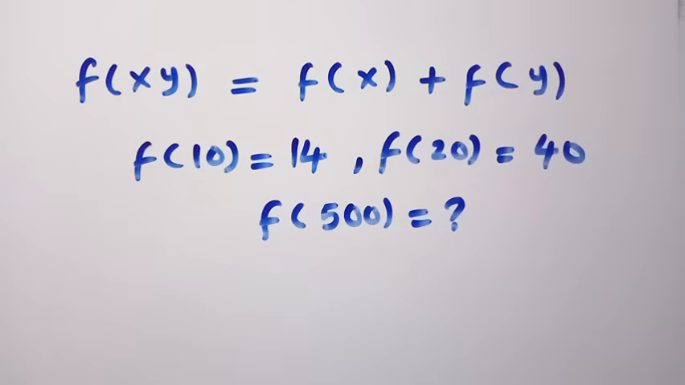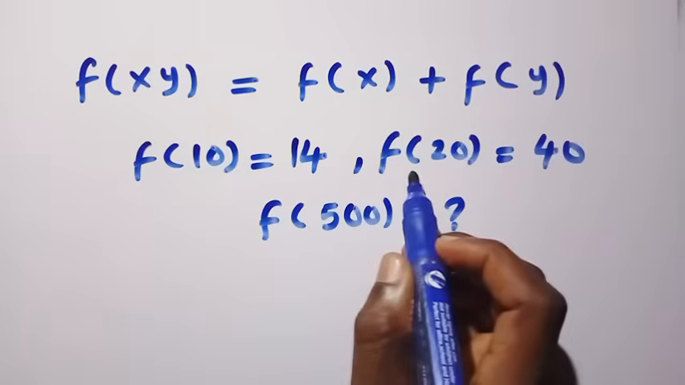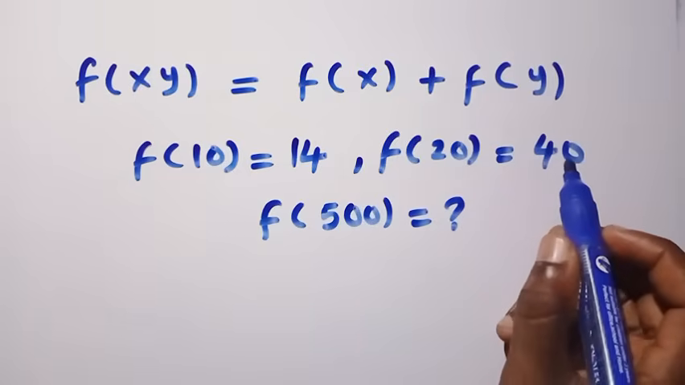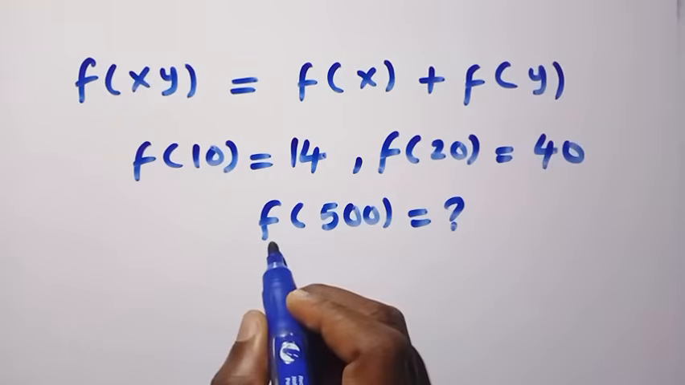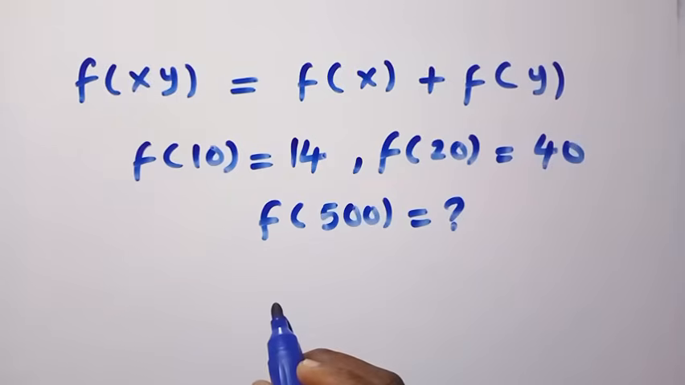How to solve these nice functional equations? We are given f of xy equals f of x plus f of y. And also we have f of 10 equals 14 and f of 20 equals 40. What is f of 500?